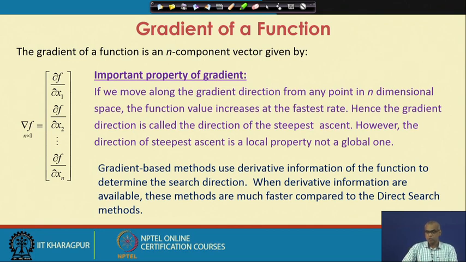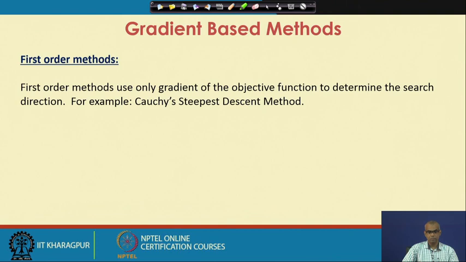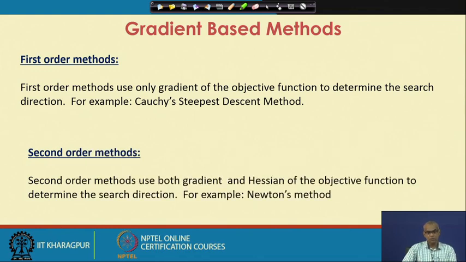Gradient based methods use derivative information of the function to determine the search direction. When derivative information is available, these methods are much faster compared to the direct search methods. We can classify the gradient based methods as first order methods or second order methods. First order methods use only the gradient of the objective function to determine the search direction, for example, Cauchy's steepest descent method. Second order methods use both gradient and Hessian of the objective function to determine the search direction. For example, Newton's method is a second order method.